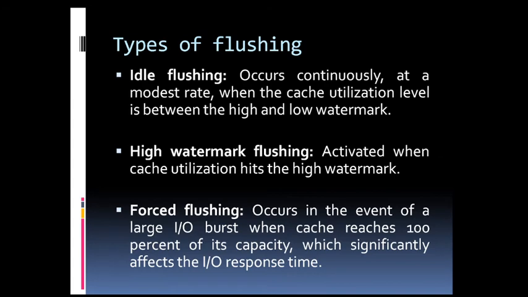Next one is forced flushing. It occurs in the event of a large I/O burst when cache reaches 100% of its capacity, which significantly affects the I/O response time. In forced flushing, the system flushes the cache on priority by allocating more resources.